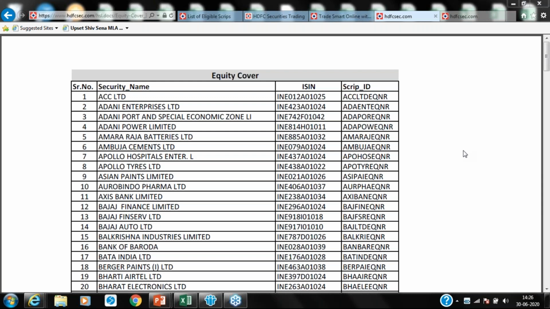What are the charges on a cover order? Mr. Vijayant has a question. The charges are the same. Whatever charges there are for an intraday order, the same charges will be there for a cover order.